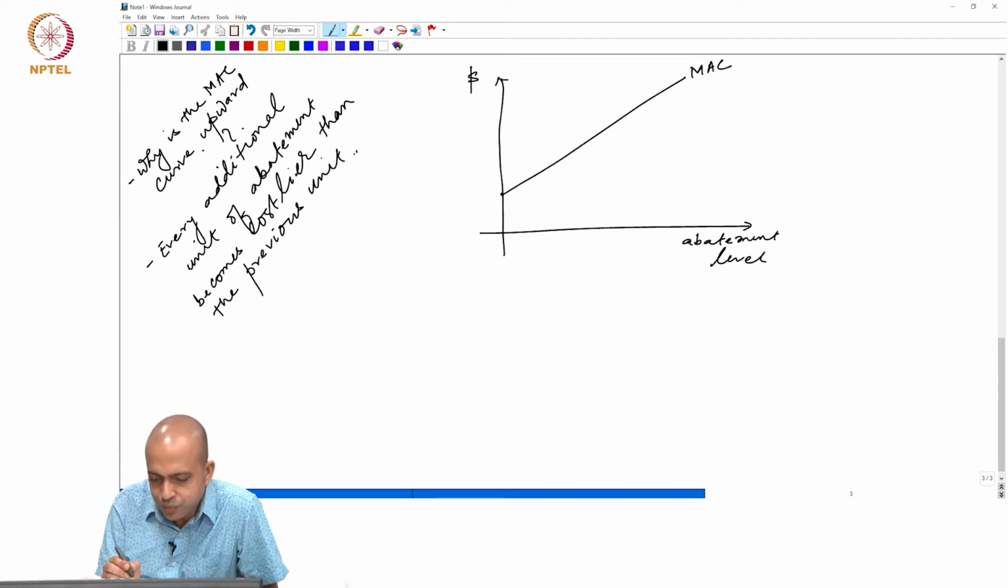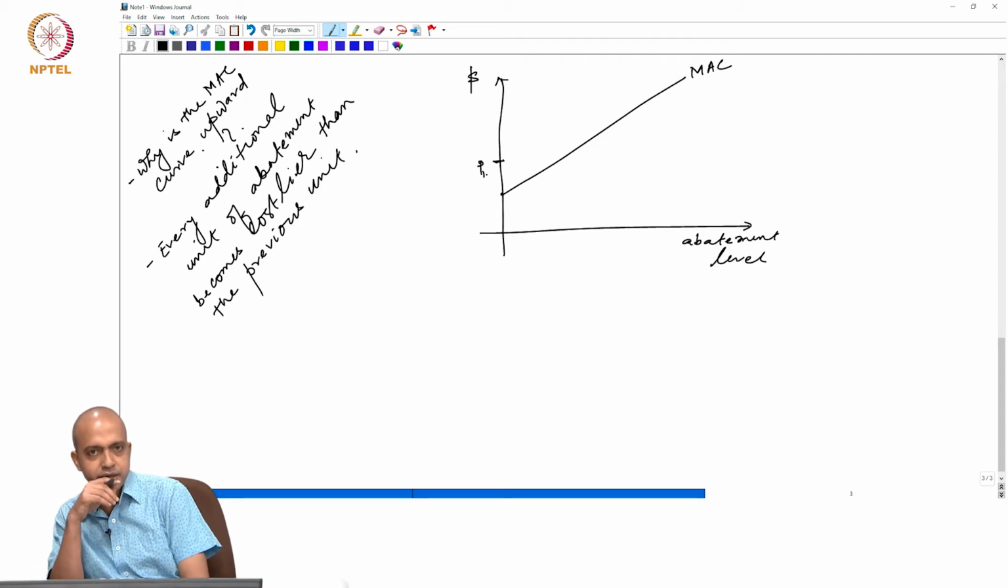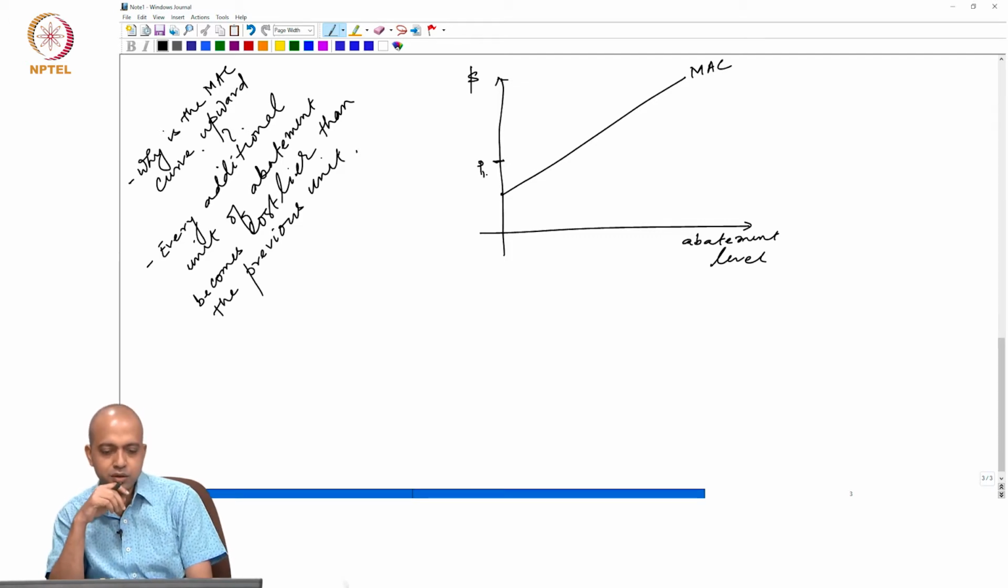Okay. Now, suppose the effluent charge is P1. The policymaker set an effluent charge which is P1. Now, at this P1 emission charge, what should be the equilibrium level of abatement? Can you think of? This is the emission charge, that means emission tax or effluent charge, whatever you may think of, that is P1.